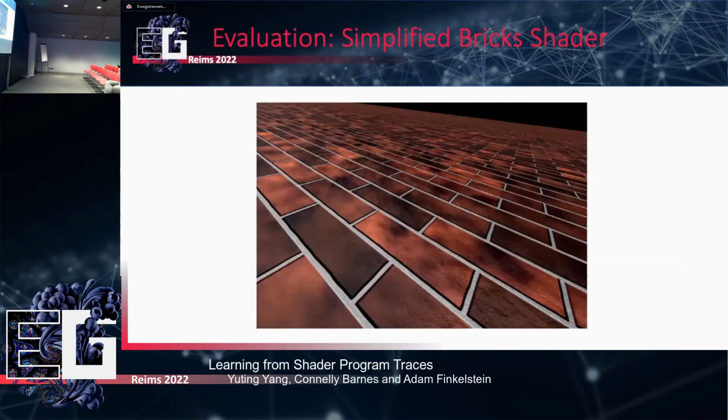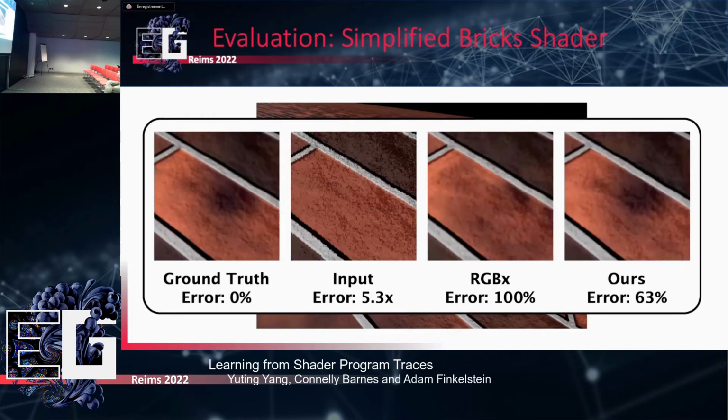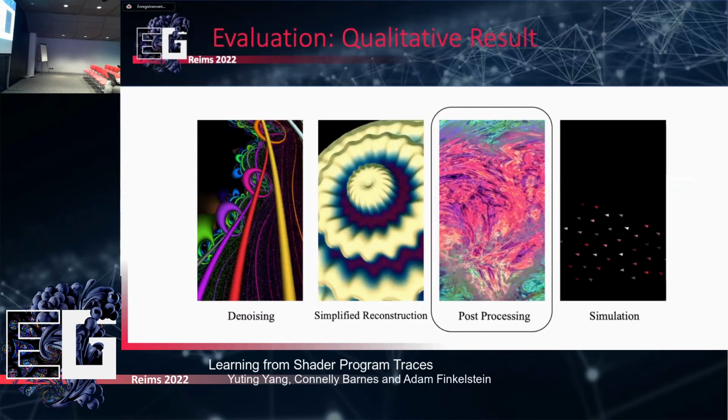Let's take a look at the zoom-in region. The simplified shader maps the color variation on the brick tile. The RGBX baseline tries to generate the pattern, but is inconsistent with the ground truth. Ours, on the other hand, faithfully follows the ground truth. We will skip the post-processing application as they share similar properties as the denoising and simplified applications.